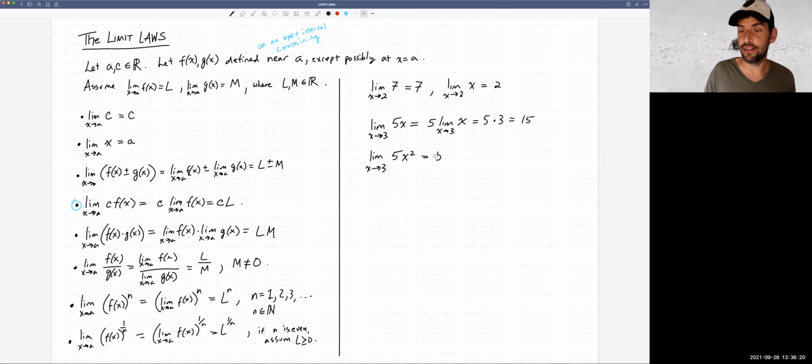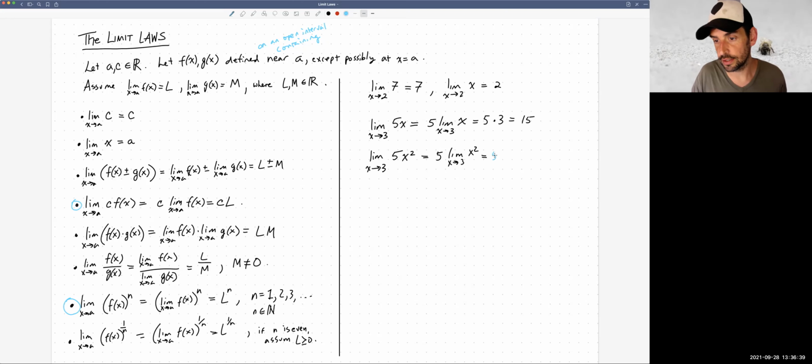Well, I can slide that 5 out again using the same rule as before. I can now also use this rule for powers and say, oops, let's go back to black. I've still got that 5 out front.